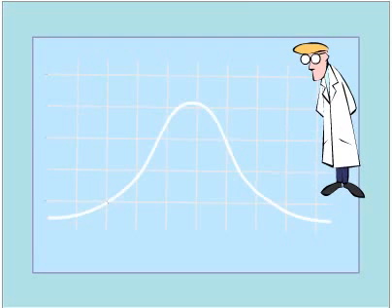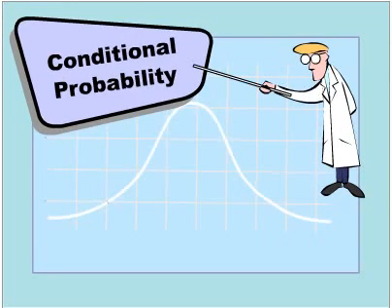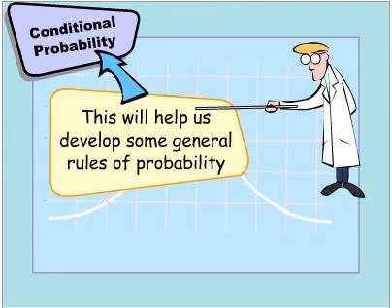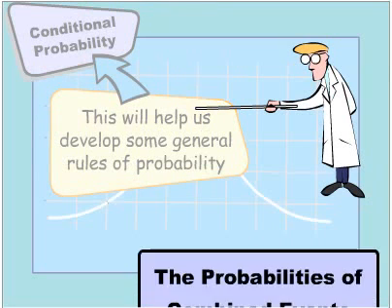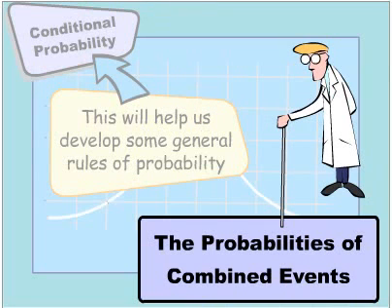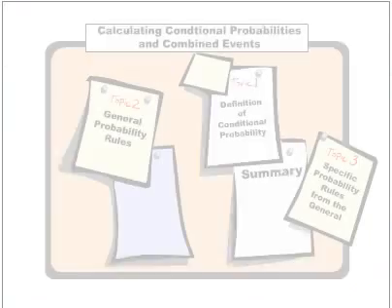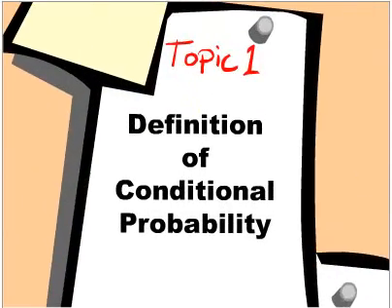In this tutorial, I'll introduce the definition of conditional probability. This definition will help us develop some general rules of probability. I'll also venture into the probabilities of combined events. So, what is conditional probability?